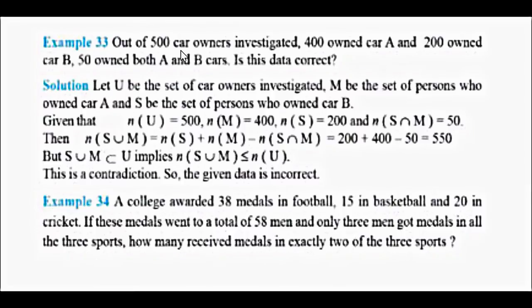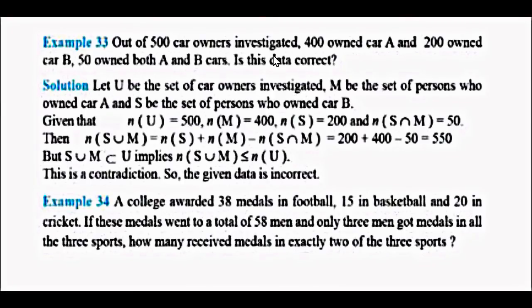Next question is, out of 500 car owners investigated, 400 own car A, 200 own B, 50 own both A and B. Is this data correct? Let us see. The universal set is 500, M is 400, S is 200, and the intersection is of course given as 50. Let us keep these values in this expression. We find that the value comes out to be 550. 200 plus 400 minus 50 is 550.